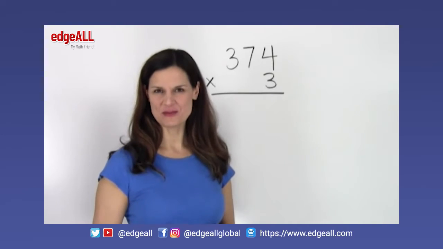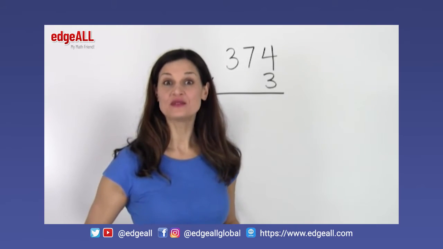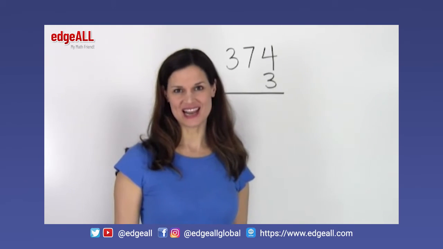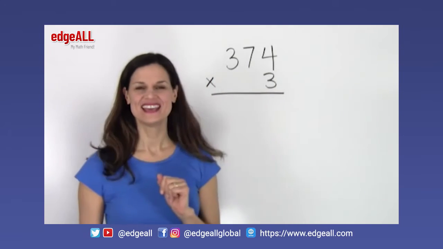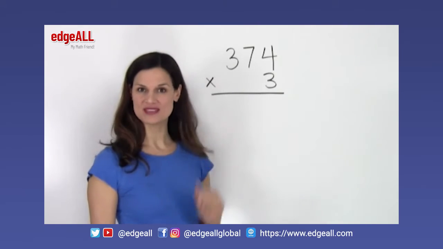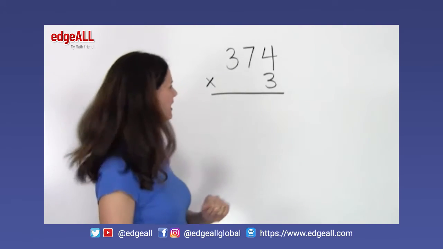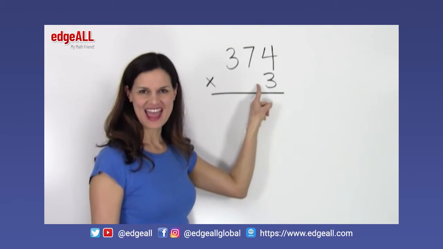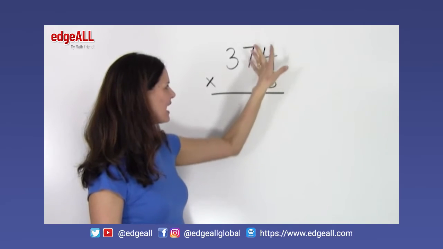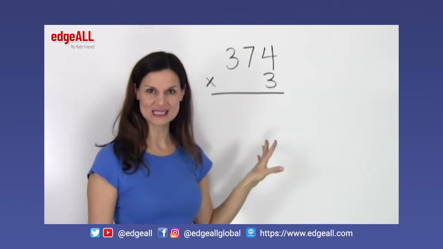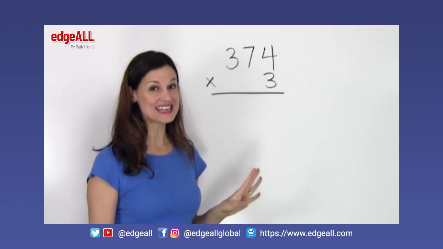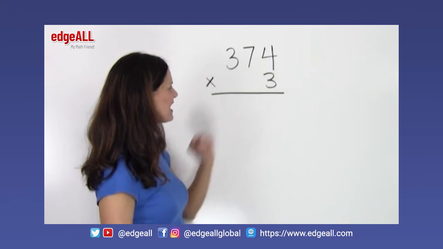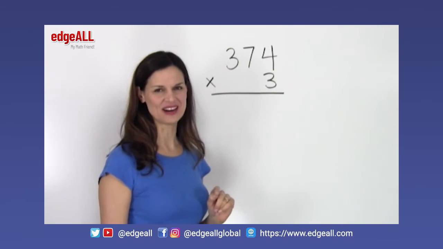Let's look at another multiplication problem that involves regrouping. This time I'm going to multiply a 3-digit number by 3. So let's make sure that our problem is set up correctly before we get to work. 374 times 3. I want to make sure that my digits that are in the ones place are all lined up neatly over here in the ones column. So this looks good. My 3 and 4 are lined up and I can get to work.